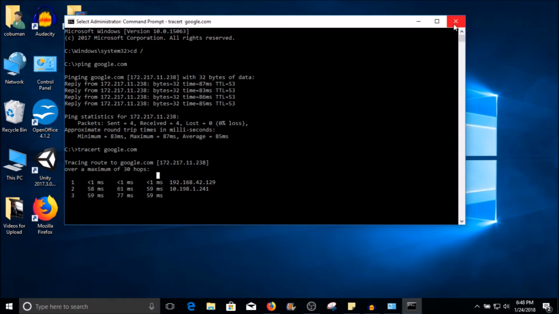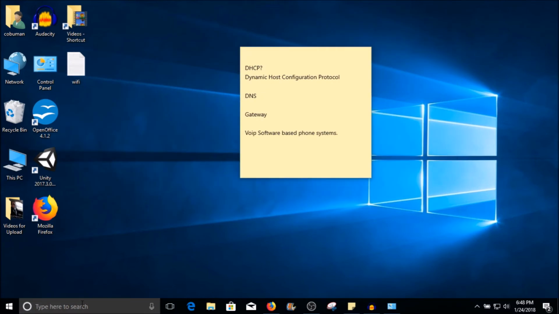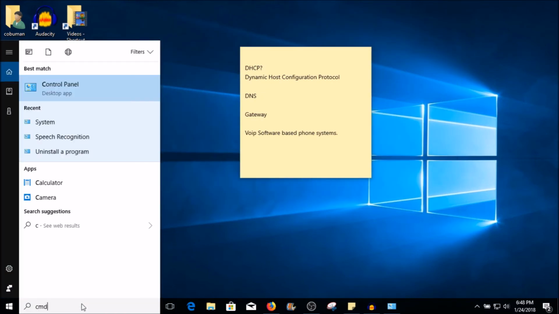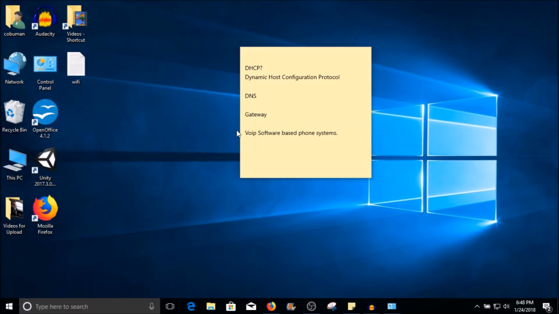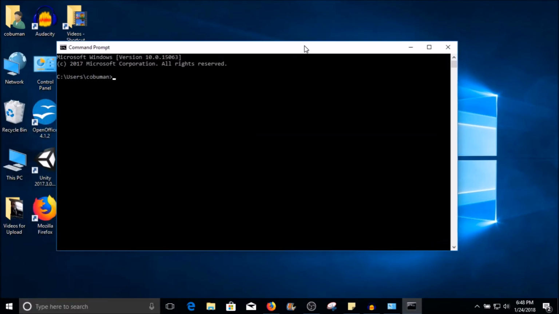Now, let me go ahead and close this here and open it back up real quick. Then we're going to look at the DHCP itself. We're going to have a look to see what we can find. Okay, you don't have to go to the root of C. I just like to do it.